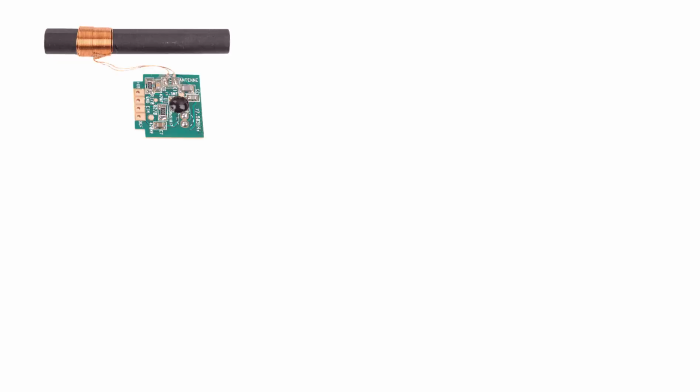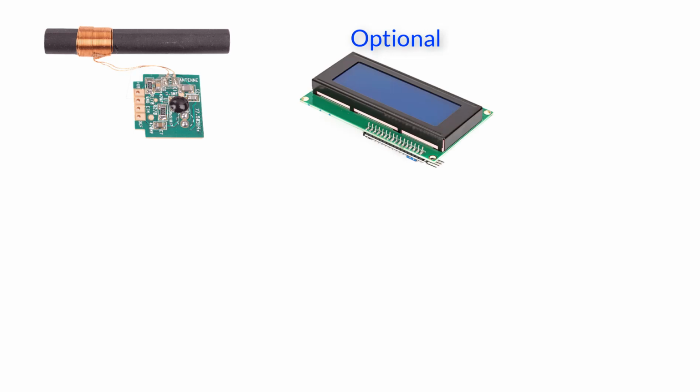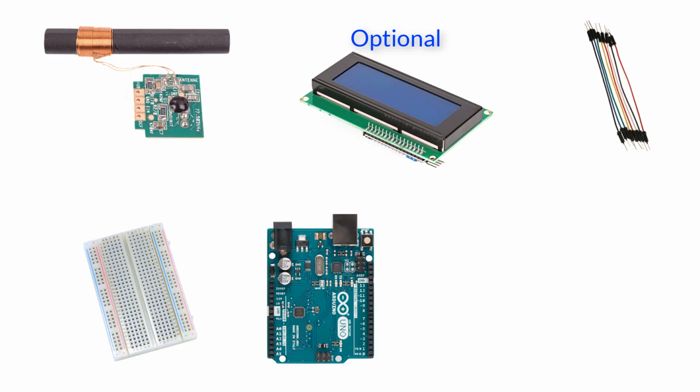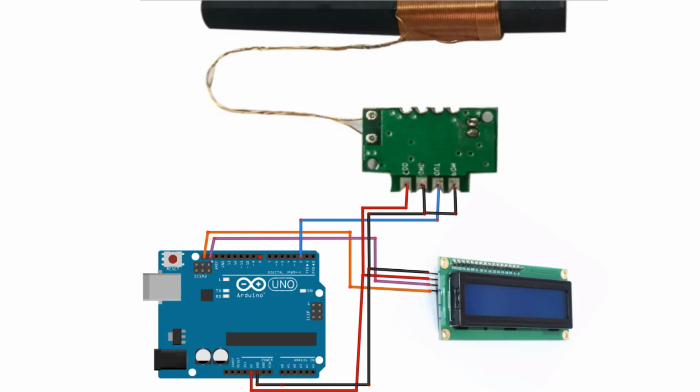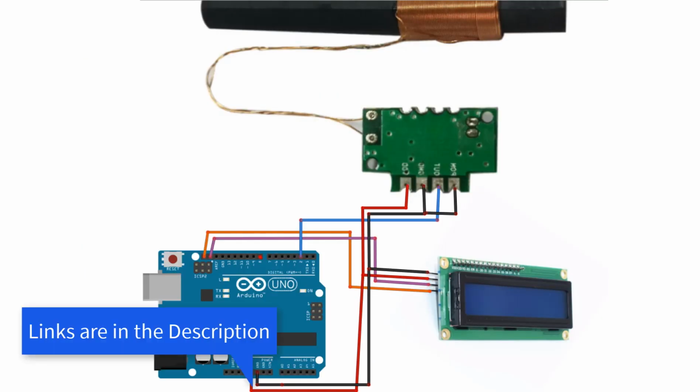For this project you'll need a DCF77 module. Optional, you can use LCD. I'm going to use the LCD with the I2C connection, some jumper wires, breadboard, Arduino board and Visuino program. Wire everything according to this schematic.